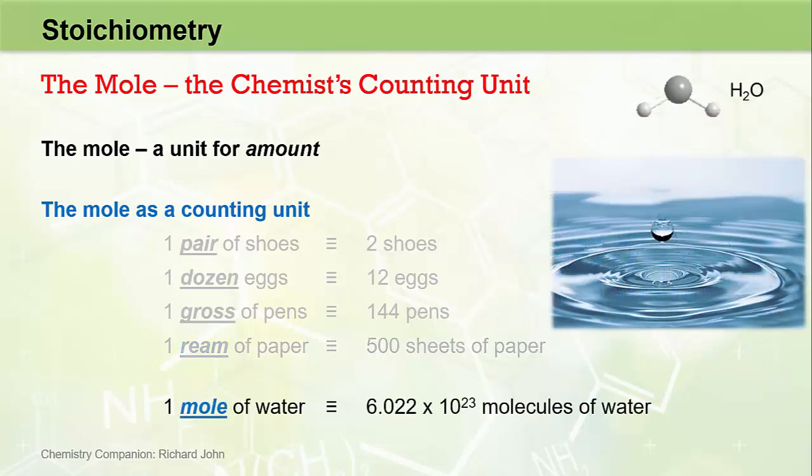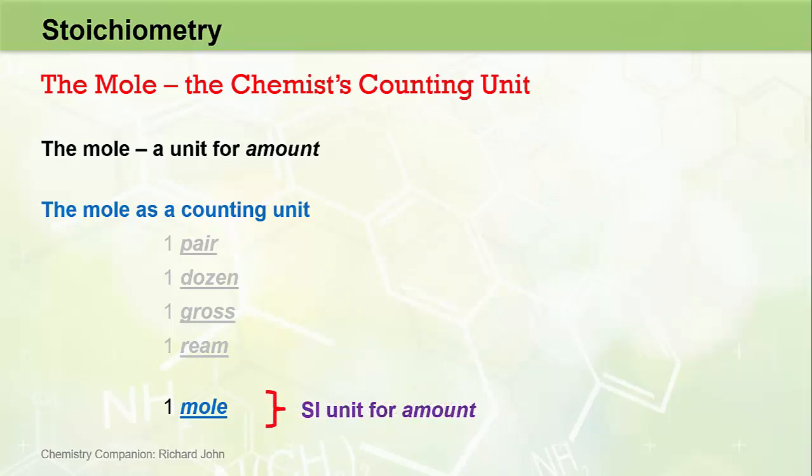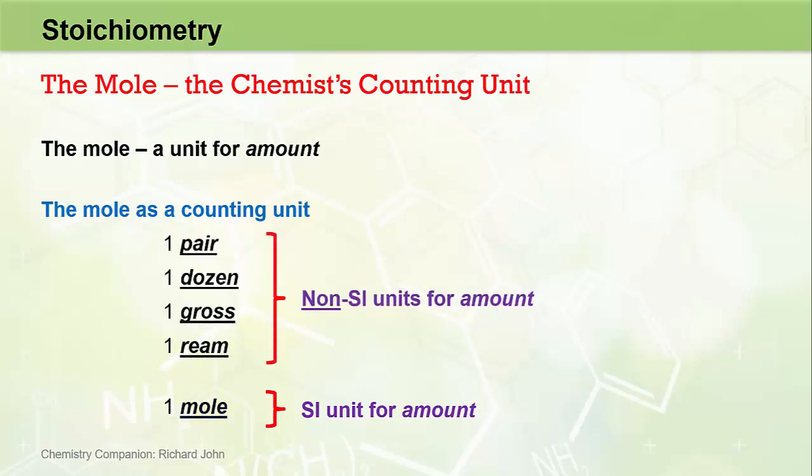In chemistry, we use the mole to quantify large numbers of objects such as atoms, molecules, or ions, and so 1 mole of water would be equivalent to 6.022 x 10^23 molecules of water, given that water is a molecular compound. The mole is the SI unit for amount, and as I've said, it's a counting unit. These other counting units are also valid counting units, but they just don't happen to be the standard recognized SI unit for quantifying the amount of objects in a sample.